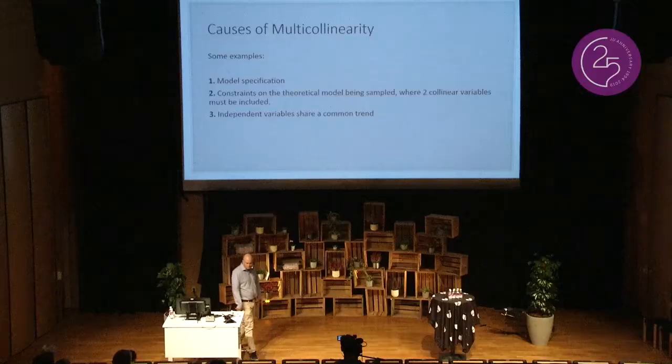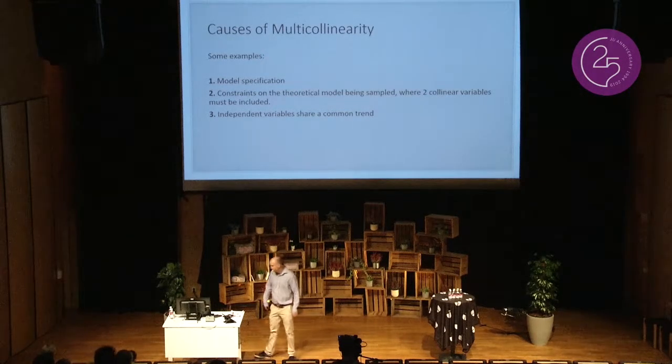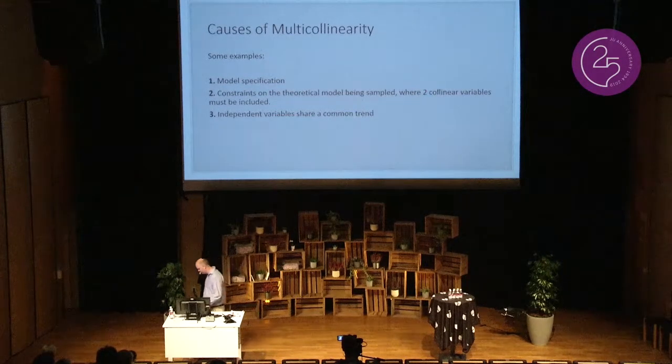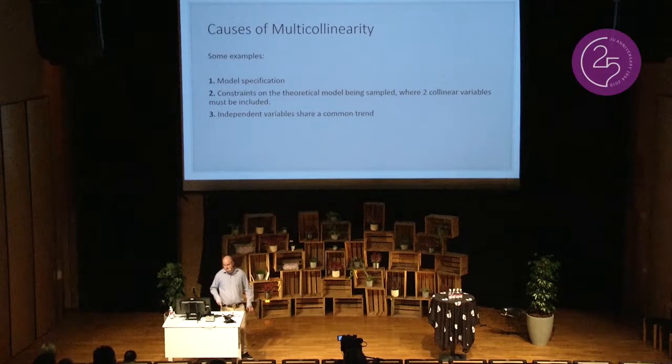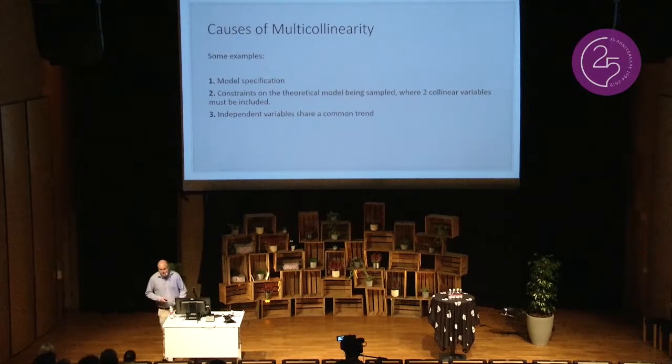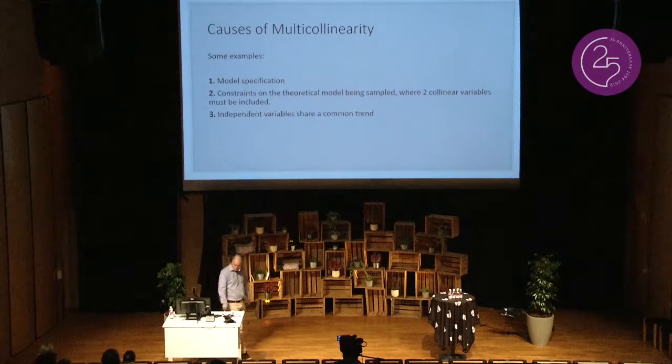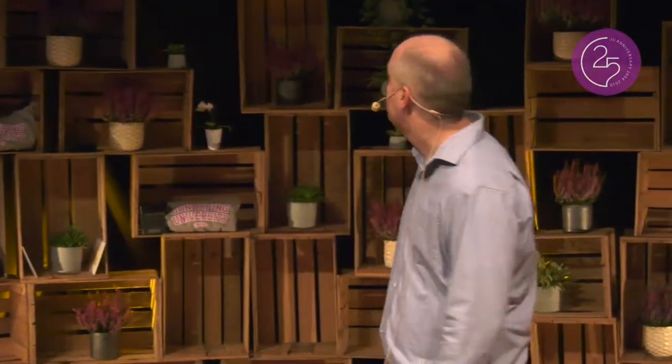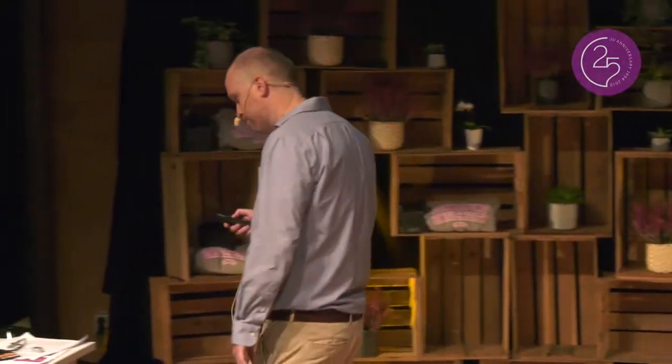And it could also be that independent variables share a common trend, often in time series. It could be, for example, that shares of oil companies are very much dependent on the price of oil. So they will move together according to this lurking variable, the oil price. And then they will be naturally collinear, and that will cause a multicollinearity problem. So these are just some examples of multicollinearity and when it can occur.